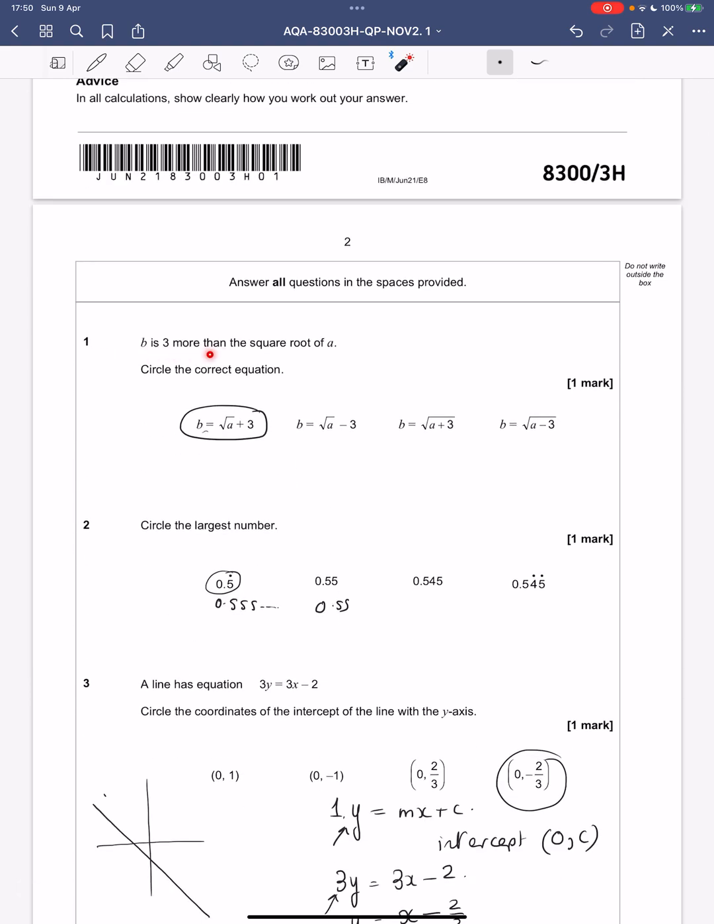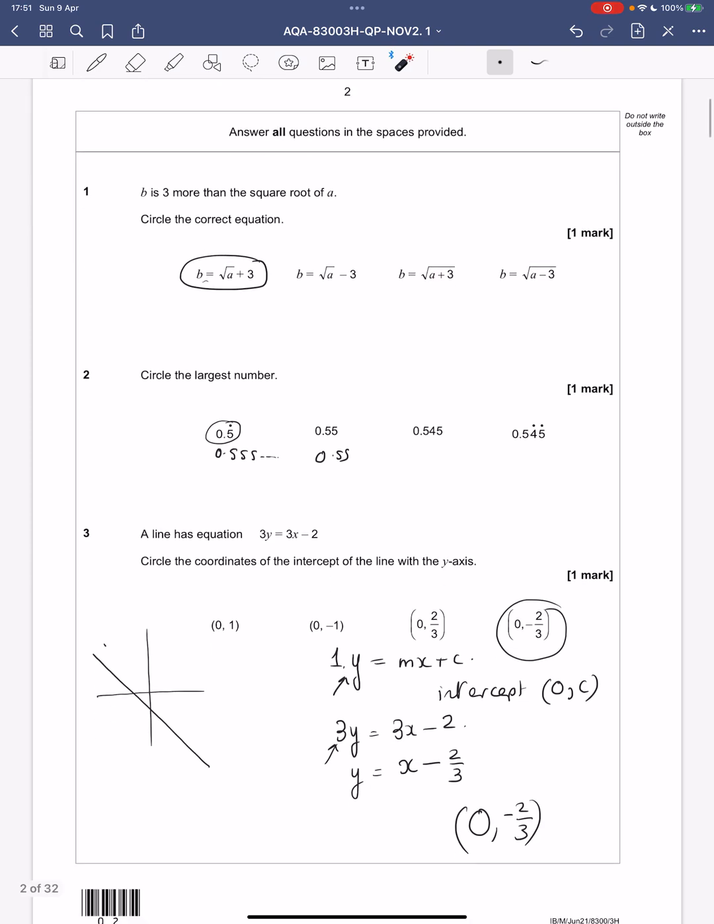Question 1. B is 3 more than the square root of A. Circle the correct equation. I've already done this once and it didn't record, so I'm doing it again. That's why the answers are already written down. And it's this one, square root of A plus 3. Obviously, it's not the ones with, because it's 3 more than the square root of A. So we just want the square root of A. We don't want the square root of A plus 3. So that's why it's that one there.